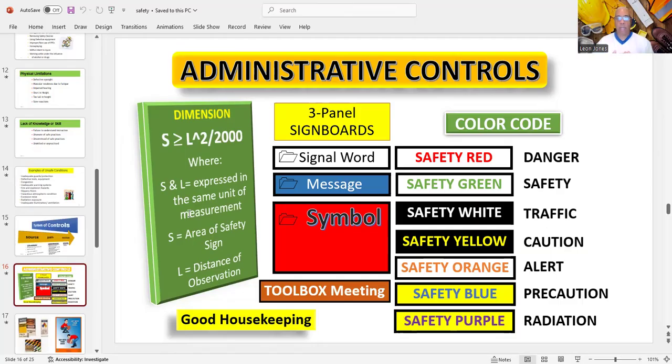Then you have to understand, okay, what kind of signs are you going to have? You have 3-panel sign boards. So in that sign, you have a signal word, a message, symbol. You also have a toolbox meeting, which is basically a document that you might get in your email. Read it. It has some good information about construction safety and good housekeeping.